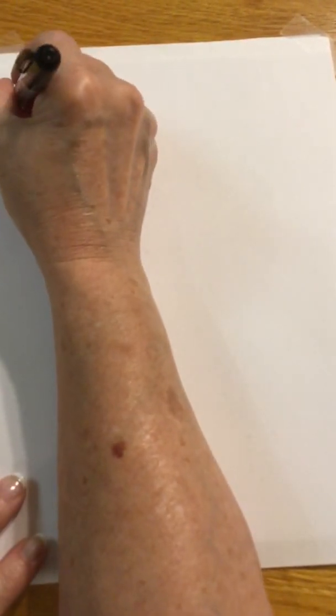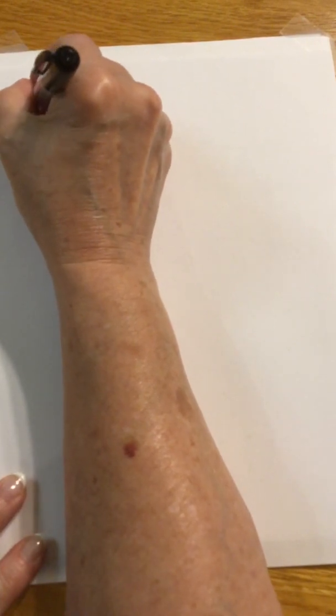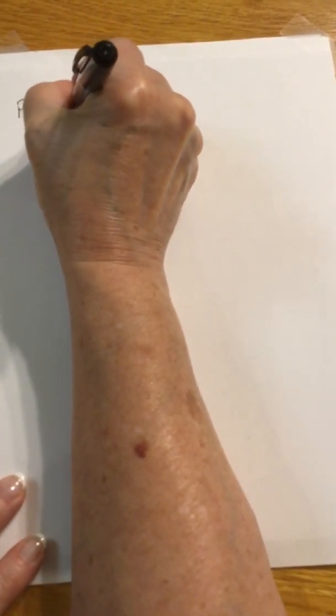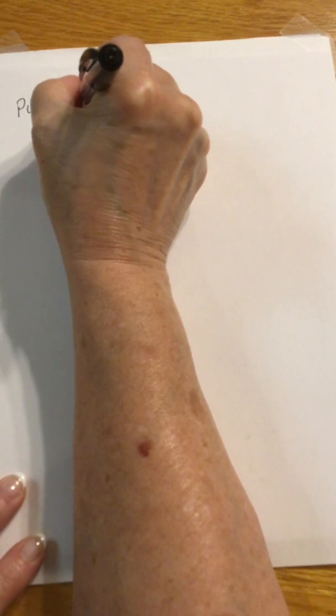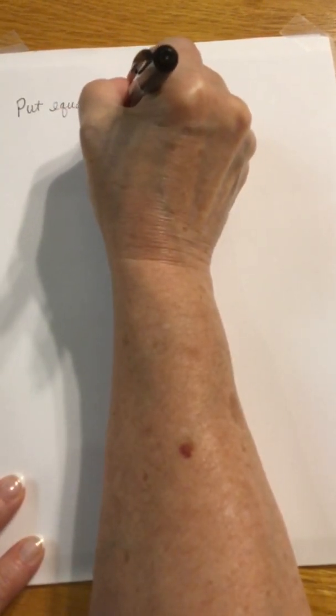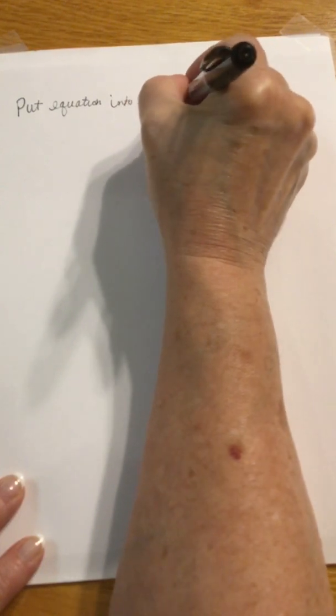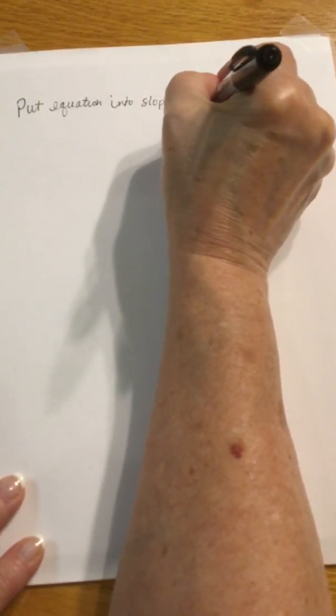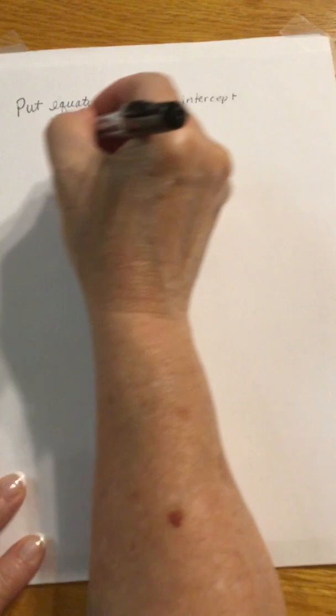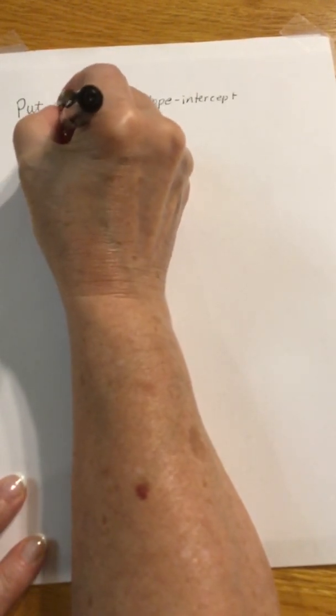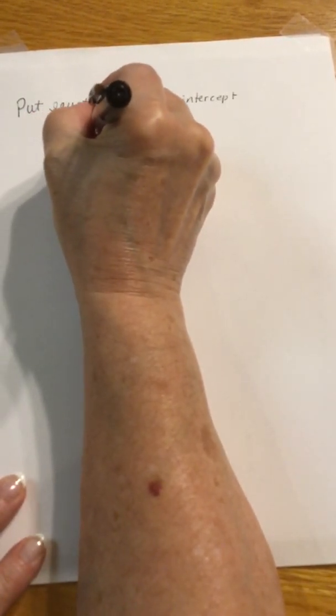Okay, we're going to use a second method on that same equation. The second one is going to be to put the equation into slope-intercept form and graph.